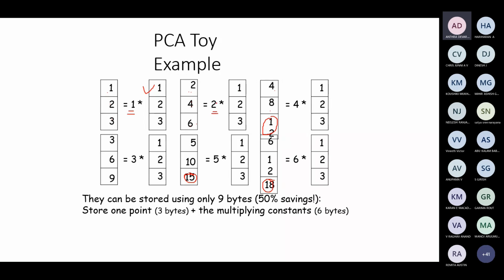4 8 12: if I divide it by 4, I get again 1 2 3. 3 6 9: if I divide it by 3, again I get 1 2 3. 5 10 15: if I divide it by 5, I get 1 2 3. 6 12 18: if I divide it by 6, I get 1 2 3.